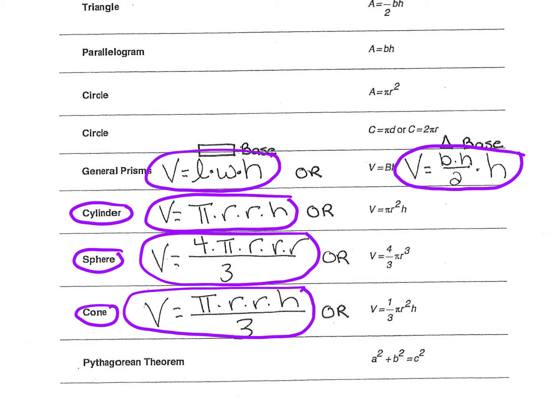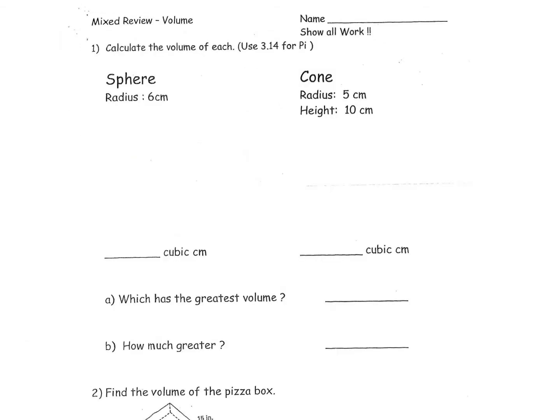Now let's go back to page 1 and get started. Make sure you tear this back page off very gently. On page 1, please make a star under the line for your name. Problem number 1 says, calculate the volume for each.